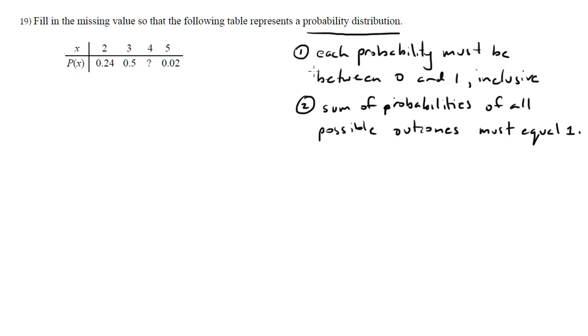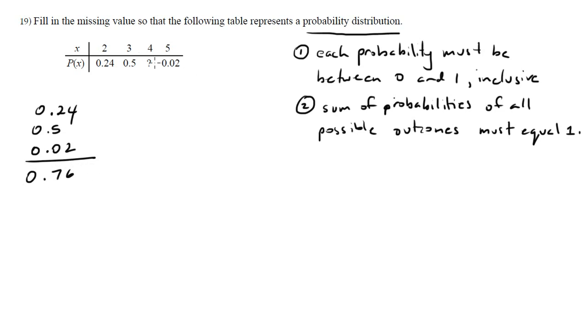So we know none of our probabilities are negative. None of them are greater than 1, so that's okay. Let's add 0.24, 0.5, and 0.002. We get 0.76. Right? So we get 0.76.